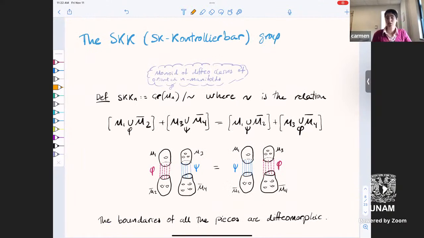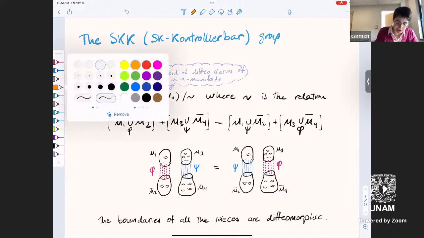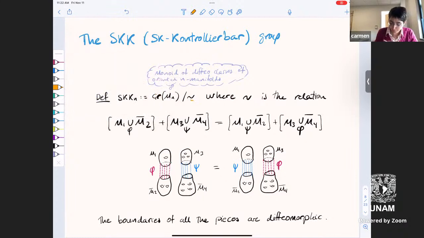So, relation invariants. We also have a notion of a group, just as we had an SK group. We also have an SKK group. It's defined similarly. You also start with the same monoid, the monoid of diffeomorphism classes of oriented n-dimensional closed manifolds. You take the Grothendieck group, and you're also going to be quotienting out by a certain relation.